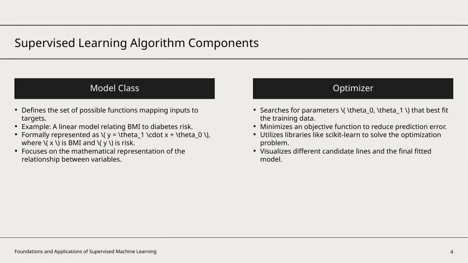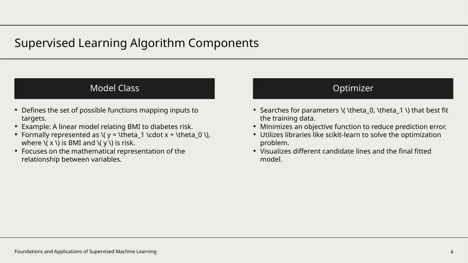In this slide, we're diving into the components of supervised learning algorithms, which are fundamental to how these models work. First, we have the optimizer, which searches for the best parameters, typically represented as θ0 and θ1, that fit our training data as closely as possible. The goal here is to minimize an objective function, often called a loss or error function, to reduce prediction errors and make our model more accurate. To do this efficiently, we often use libraries like scikit-learn, which help solve these optimization problems cleanly and quickly.